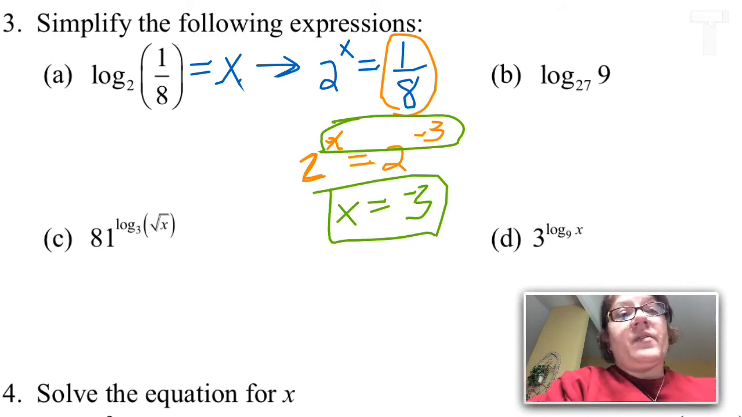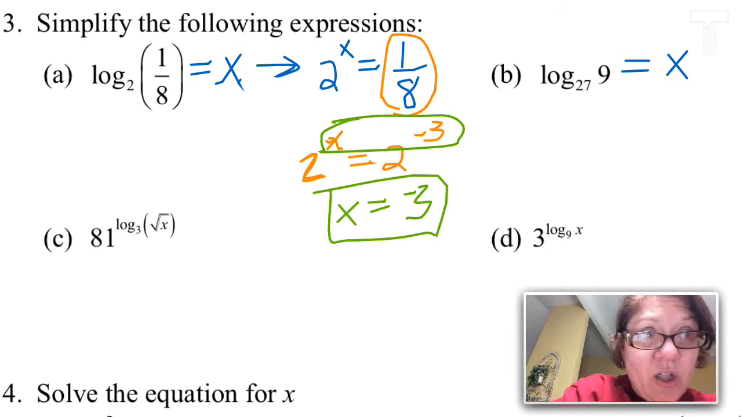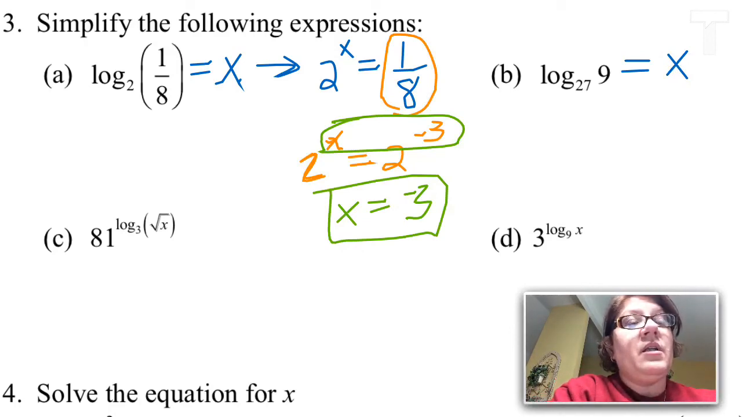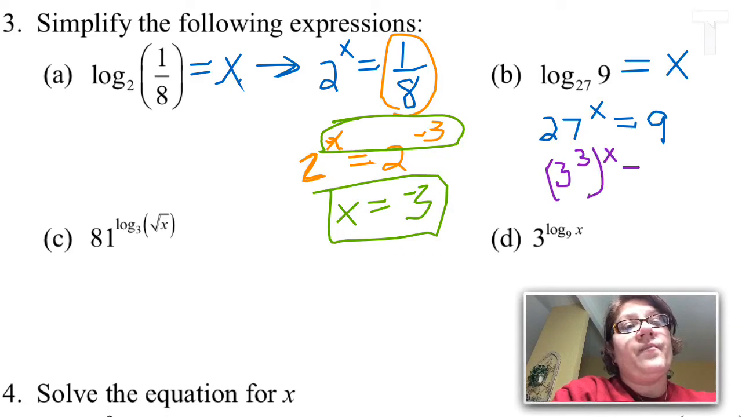And then same thing on the second one. I don't know what it equals, but I would sure like to know. And then I'm going to put it in exponential form. And so I'm wondering if I can get similar bases. And I know that 27 is 3 to the 3rd, and 9 is 3 squared. And remembering power to power, I multiply. So this is really 3 to the 3x.